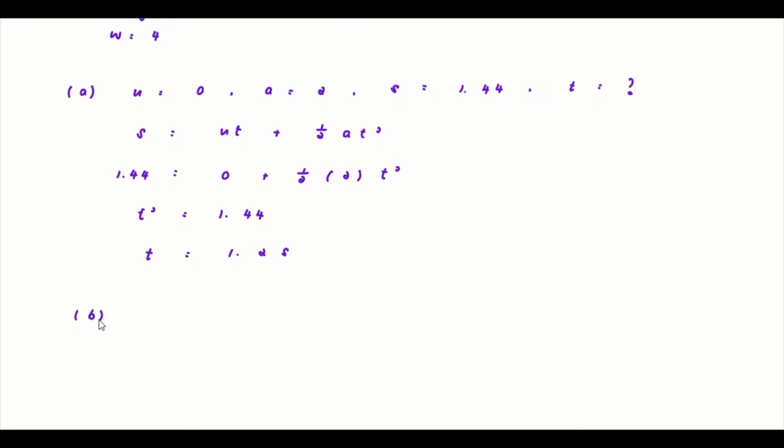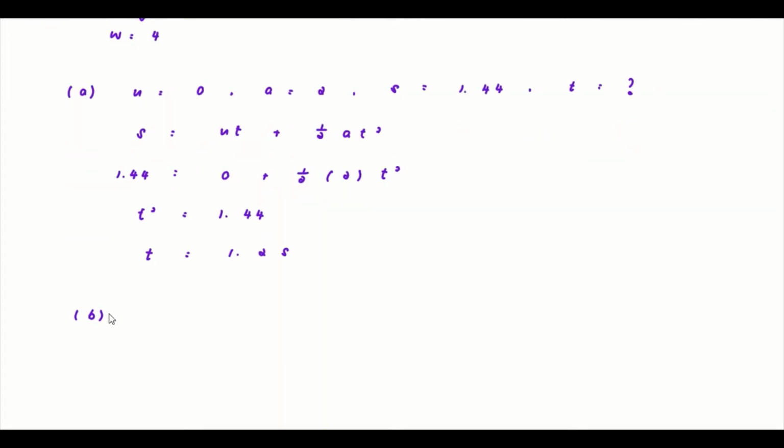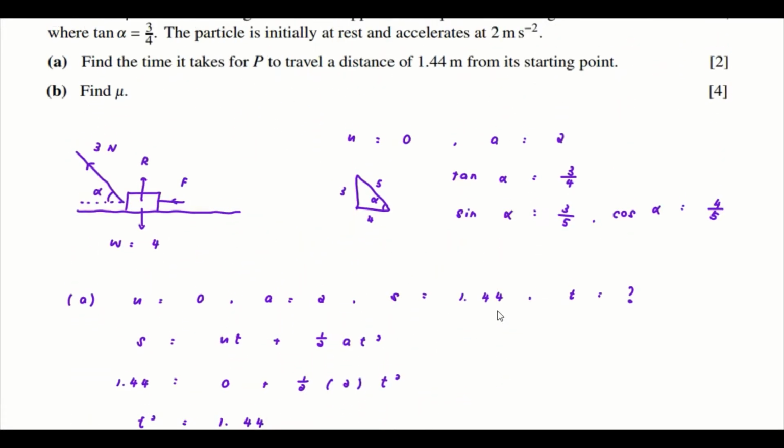Since it's a pull, R plus 3 sine alpha will be equal to the weight going down. So R plus 3 times sine alpha, which just now is 3/5, equals the weight that we got just now, which is 4. By doing this, we have R equals 4 minus 1.8, so 2.2 Newton.